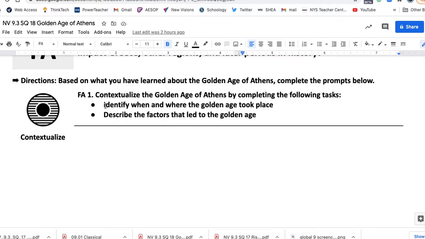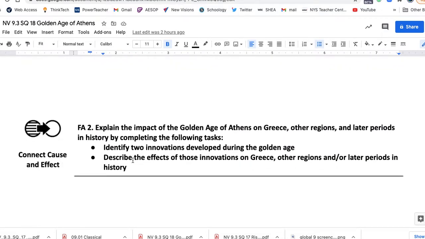But here it's asking you to identify and describe. You could do that in the space here. And then lastly, we're asking that you are able to explain the impact of the Golden Age on other regions. So identify two innovations that developed during the Golden Age, and then the effects that those innovations had on Greece and then other regions around the world.